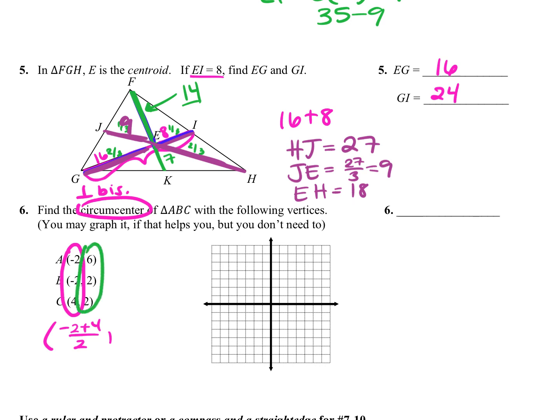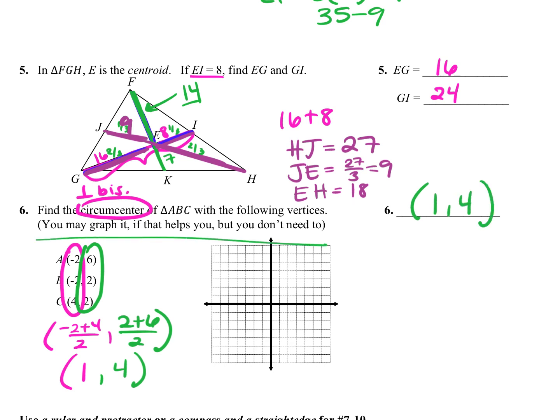You have two different numbers. You have a 2 and a 6. You add them together, and you divide by 2. So your answer should be -2 plus 4, so that's 2, divided by 2 is 1. Your green side here, 2 plus 6 is 8, divided by 2 is 4. So your answer should be 1, 4. You don't have to graph it, but you can if you want to.